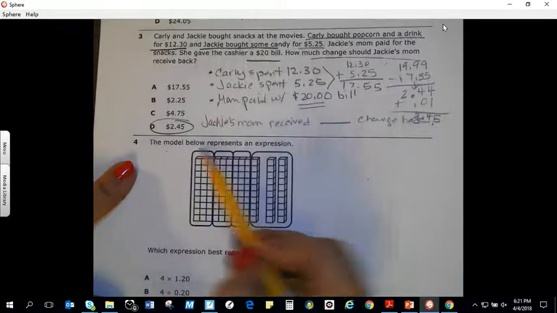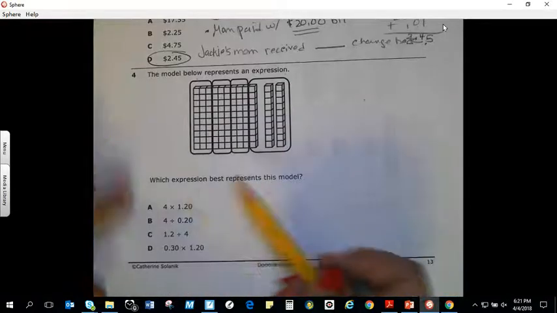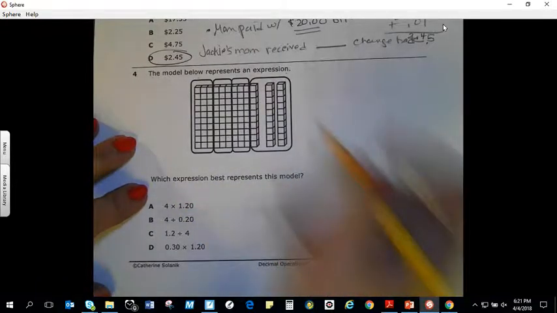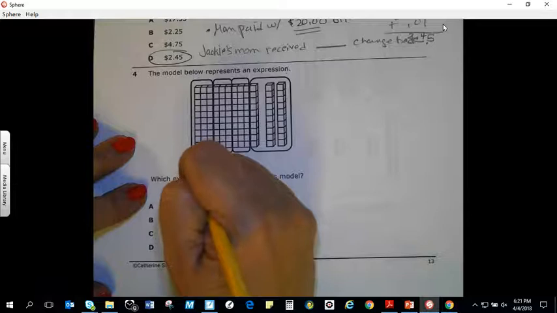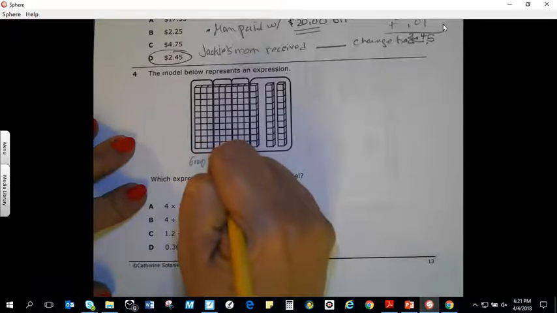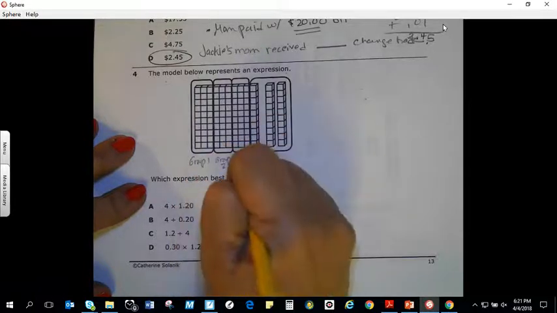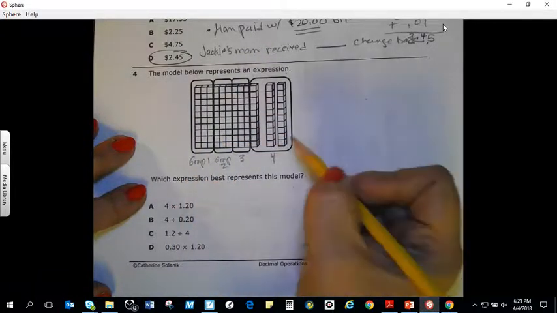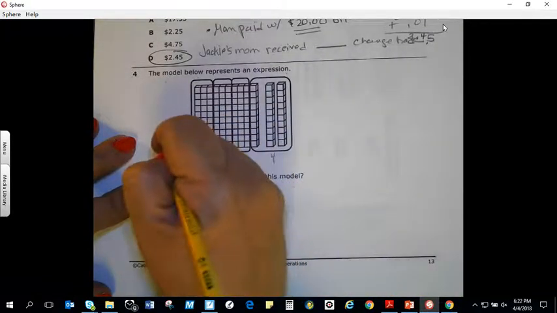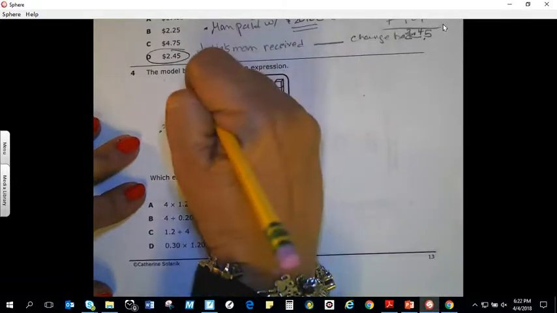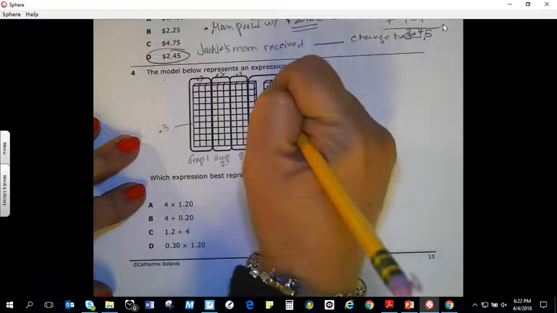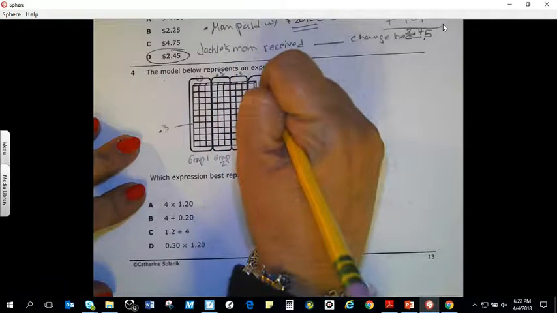All right, and now let's look at here. The model below represents an expression. So which expression best represents this model? All right, well, I have group 1, group 2, I have 3 groups, and 4 groups. Now I'm going to look at each one. I have 1, 2, 3. That's 3/10 here. I'm going to just write it up here, 3/10, I have 3/10, I have 3/10, and I have 1, 2, 3/10.